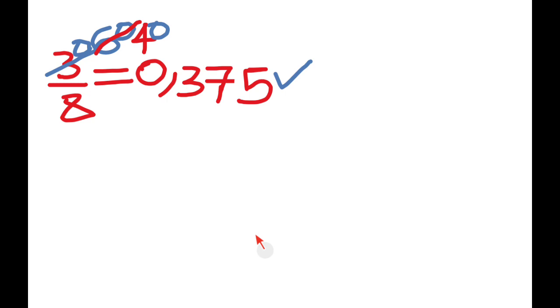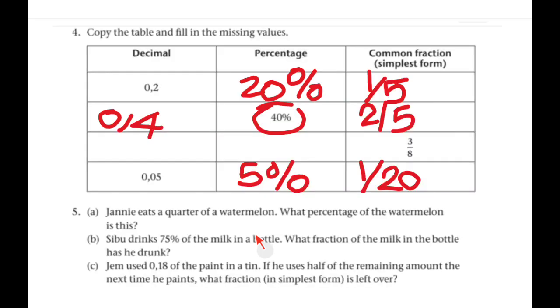0,375. We'll go back to the table and fill that in. 0,375. That's the decimal fraction. Now let's change that into a percentage. That should be easy.